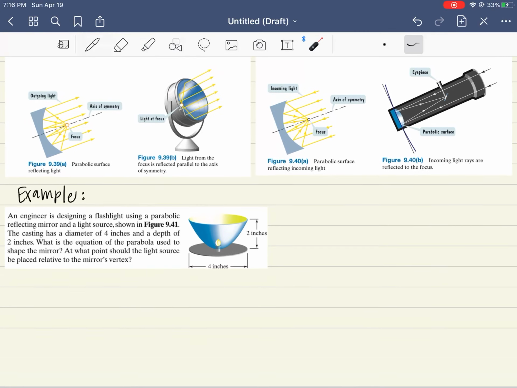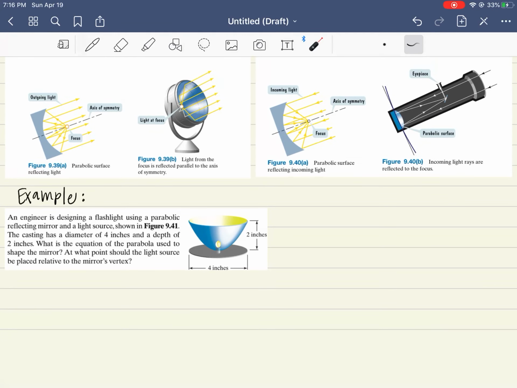So let's look at an example. Here it says an engineer is designing a flashlight using a parabolic reflecting mirror and a light source. So you can see it there. The casting has a diameter of 4 inches. So notice down here, diameter of 4 inches all the way across, and a depth of 2 inches. So they've labeled that here already for us.